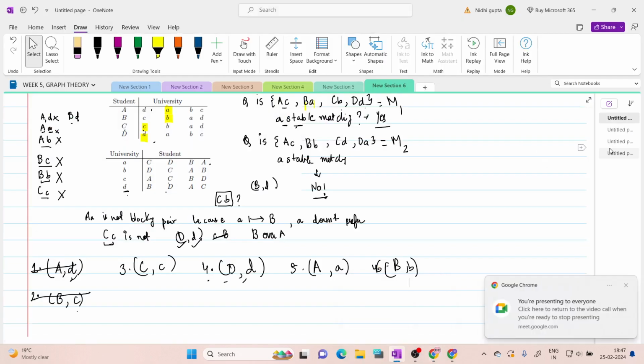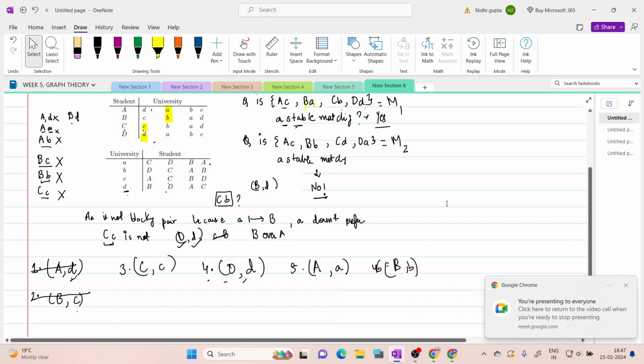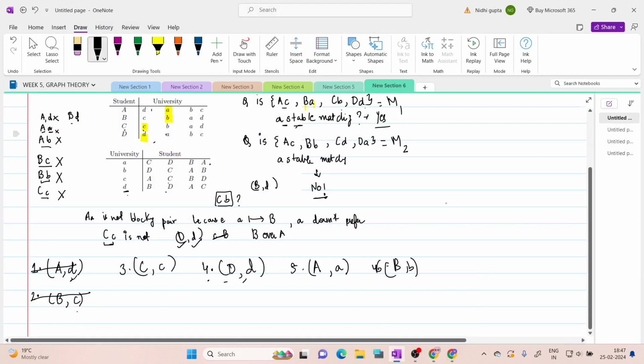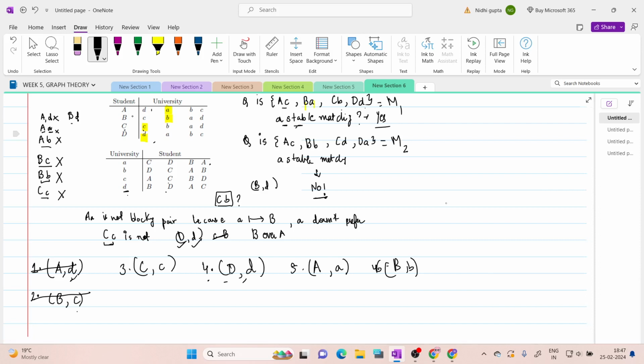So in this stable matching, can we say any other pair is a blocking pair? No, if it is a stable matching, it's not a blocking pair. Suppose I take capital A and small b, is it a blocking pair? No, because A is already getting university A. So getting university B won't make him happy. So A, B cannot be a blocking pair.